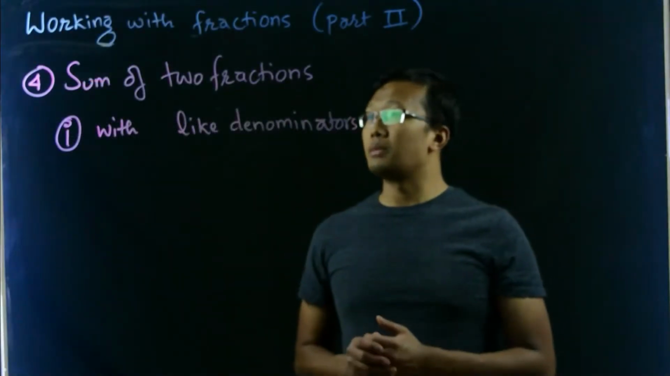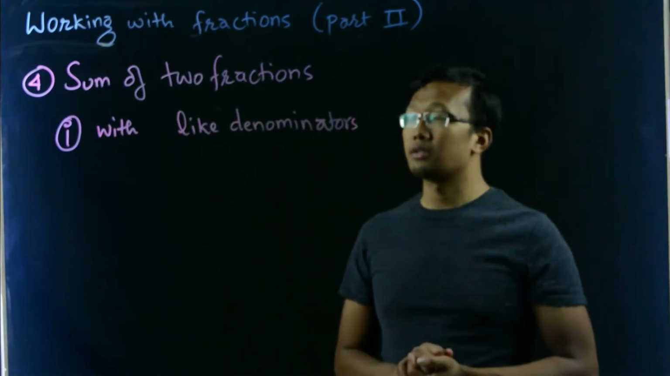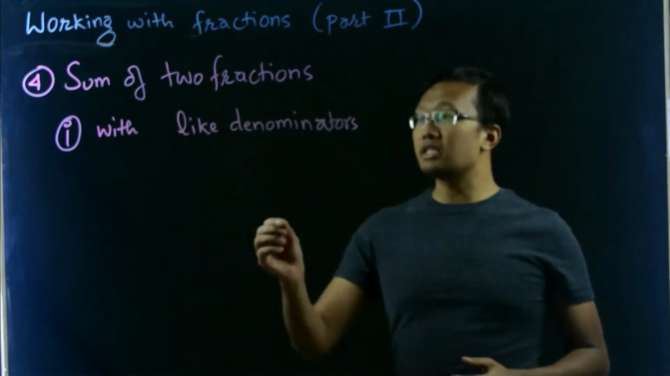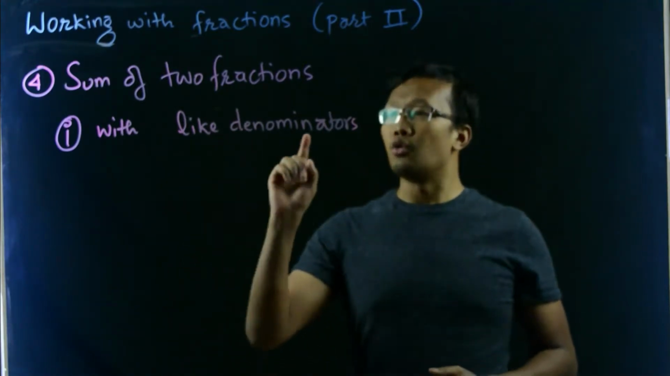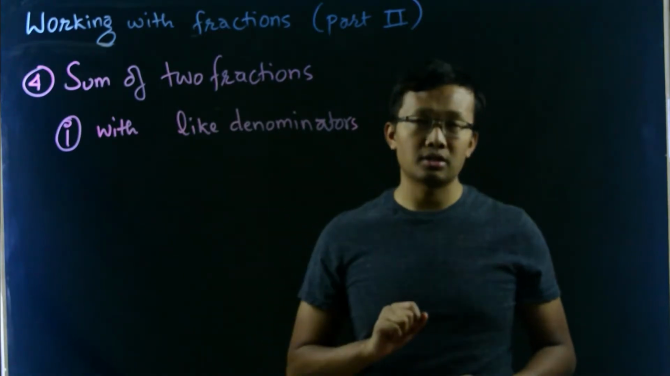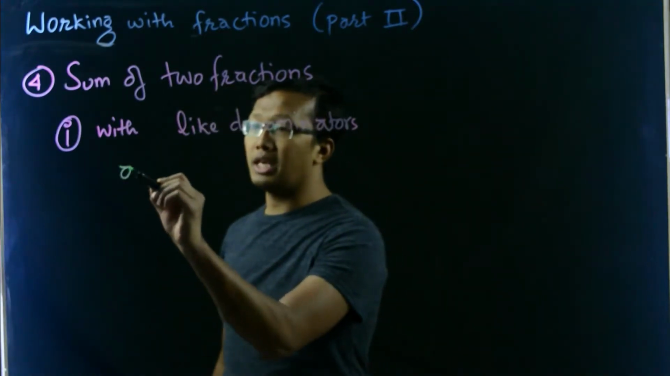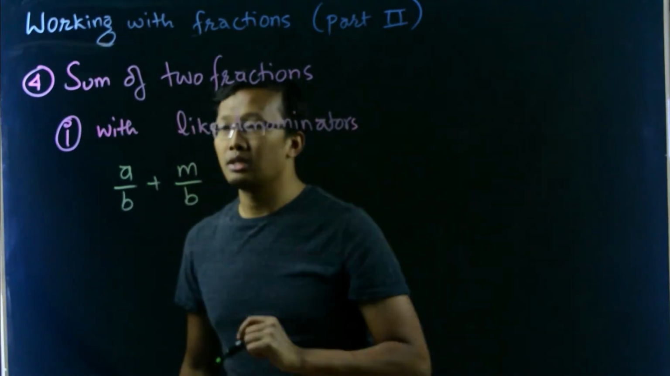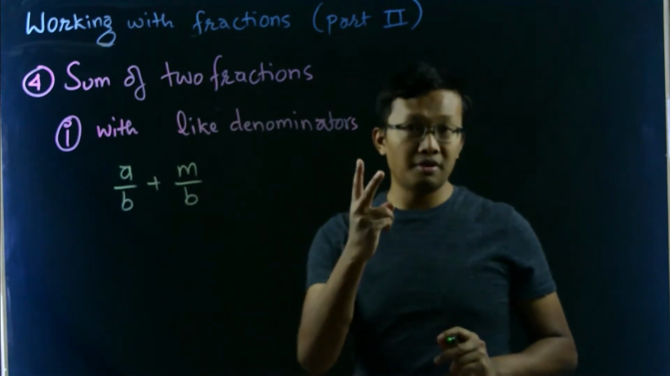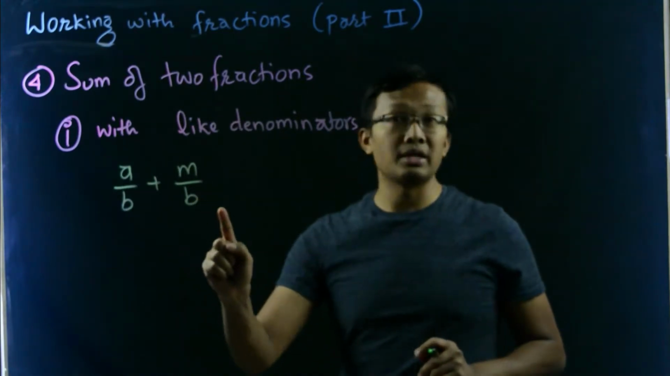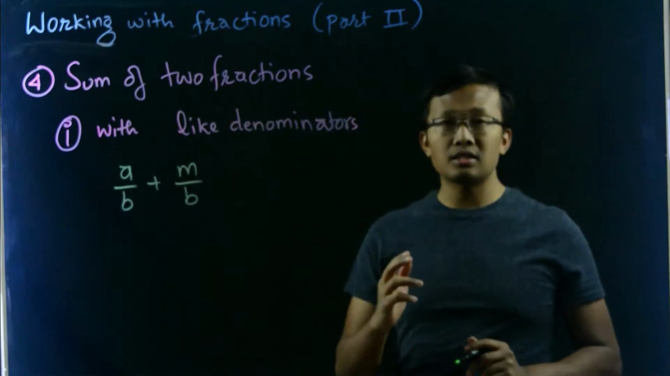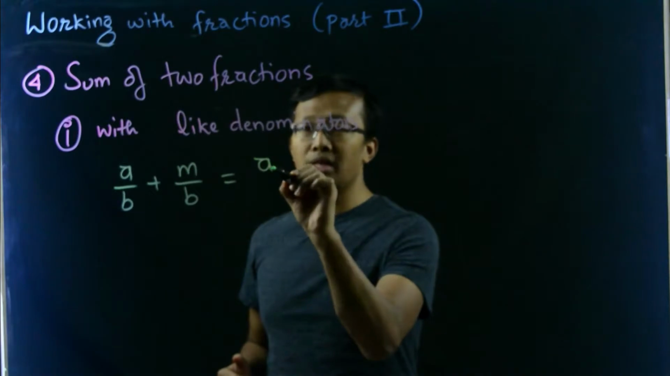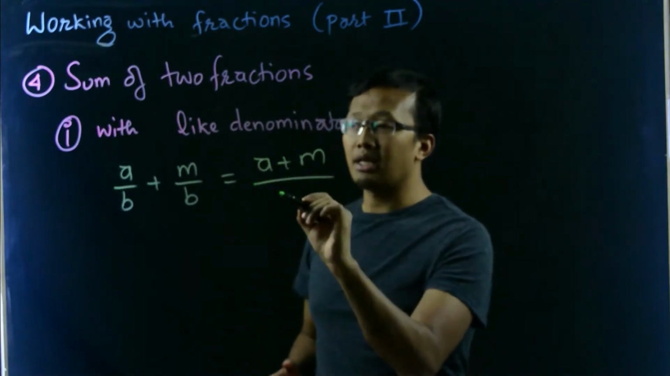The fourth one is about the sum of two fractions. Sum also means addition or subtraction. First, let us deal with those kinds of fractions which have like denominators. If we have a fraction, let's suppose a divided by b plus m divided by b, here these are two different fractions and the denominators are the same. In this case, we will add the numerators, so that would be a plus m divided by b.